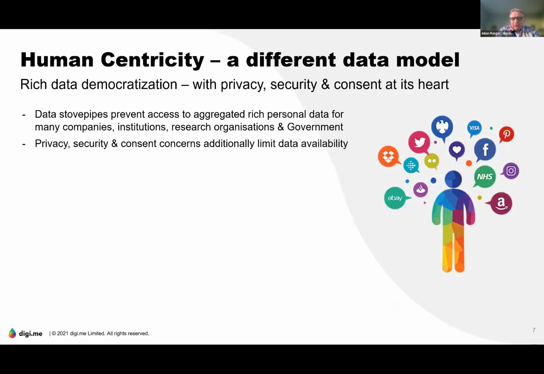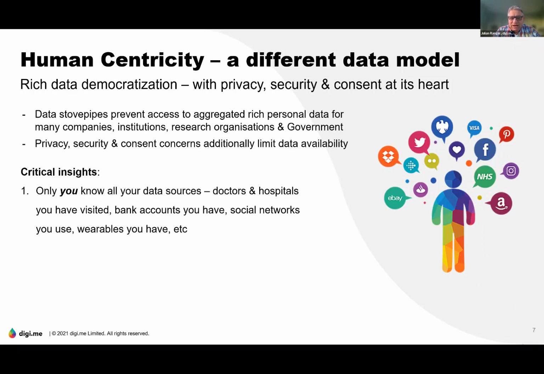And it really comes down to an understanding that we cannot connect everything to everything, irrespective of consent. It is just impractical. There are too many stovepipes, too many difficulties to bring all of that data together. But if we understand three aspects, the first being that from an individual's perspective, only the individual, so only you, know where you've got your GP, which hospitals, which bank accounts, which social networks, which wearables you use.